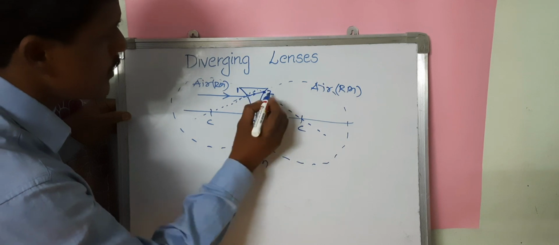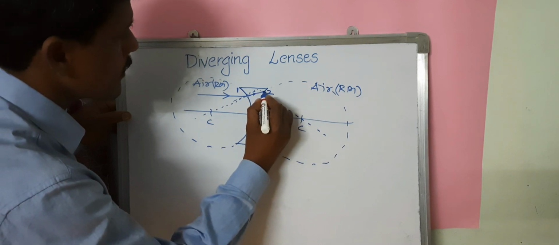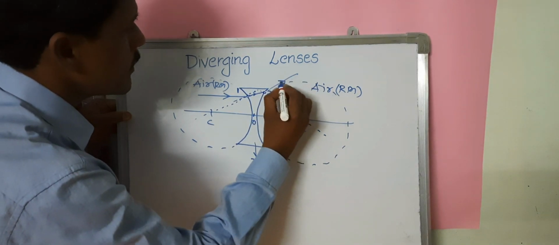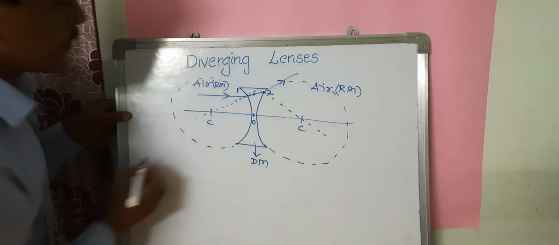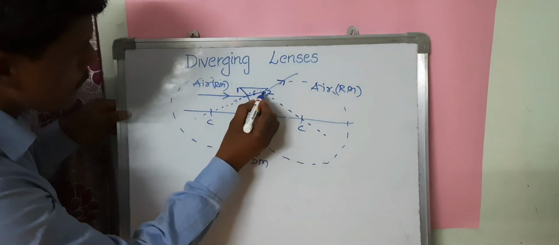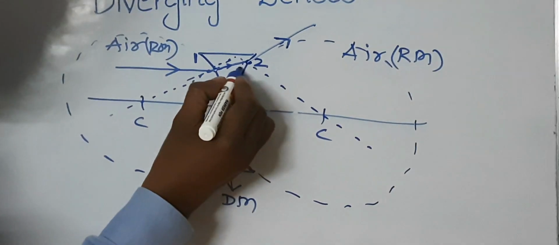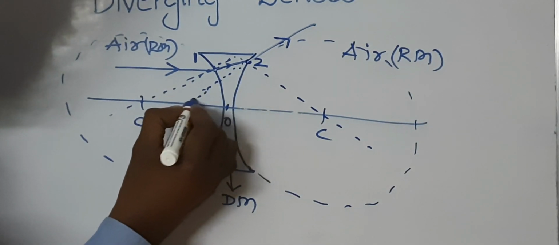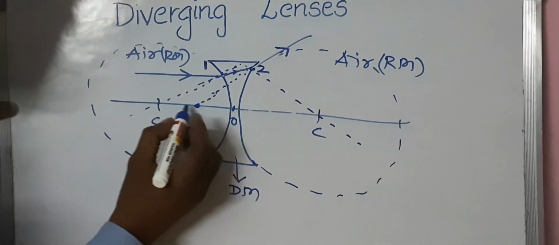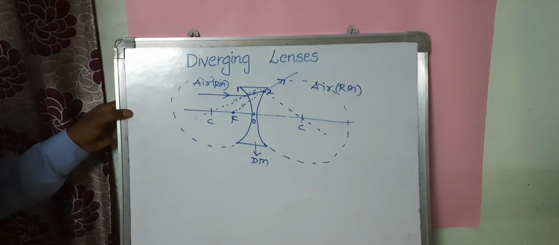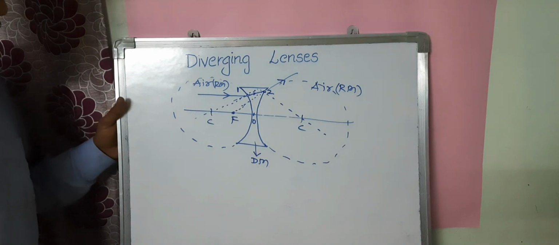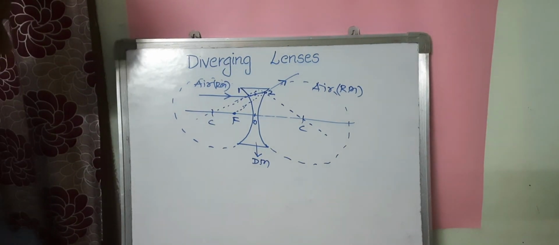This is the normal. This is the ray path. It spreads out, which means it diverges. So I am extending this ray back. It appears to meet at some point on the principal axis. This is the focus.